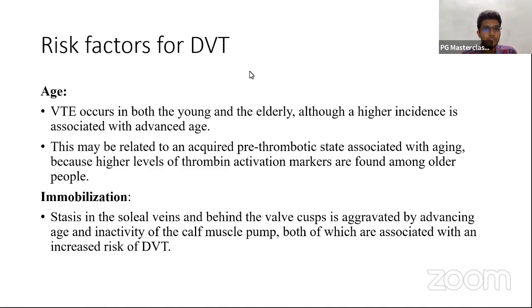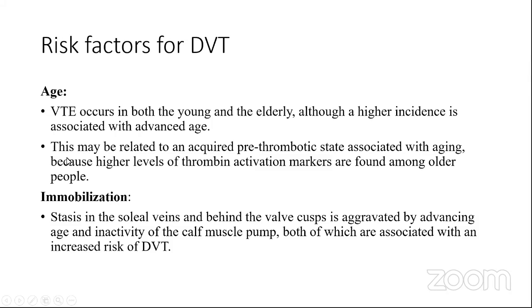Explaining the risk factors of deep venous thrombosis briefly. Age. Venous thromboembolism occurs in both the young and elderly. Though higher incidence is associated with advanced age, it is also evident that children less than 7 years of age are at increased risk for deep venous thrombosis.